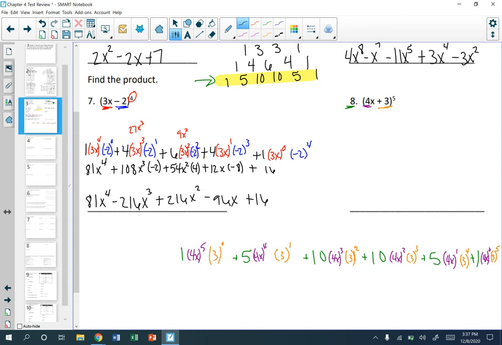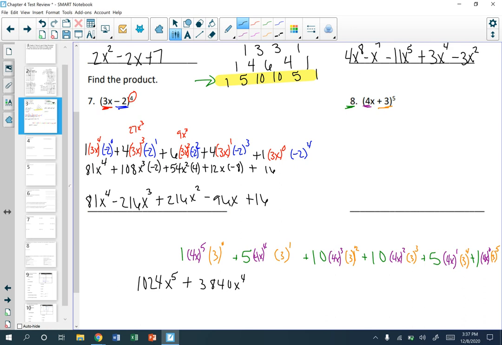All right, now I'm going to simplify all these. So I get 4x to the 5th is 1024. Plus 5 times, well, 4 to the 4th is 256 times 5 gives me 1280. And then I'm just going to go ahead and multiply by 3 right away. So 1280 times 3 gives me 3,840 x to the 4th.